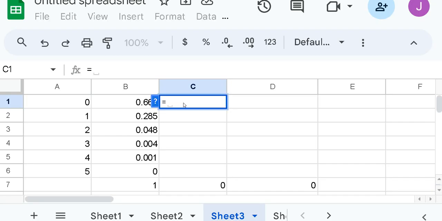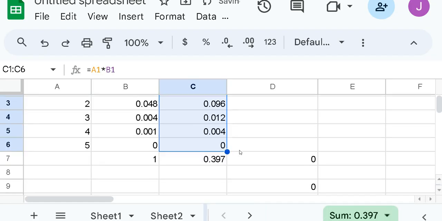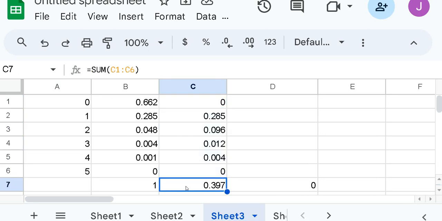At the top here in column C, type equals, click A1 times B1. And yeah, you get a very predictable result of 0. But we're not doing that just to get the 0 there. We're doing that to set up the rest of our calculations. Now, are you going to sit there and type in that calculation for all 5 of these remaining cells? No. Click and drag. Grab that little circle, drag it all the way down. Why is it not tabulating it? And then you want to sum that up. You should get 0.397.